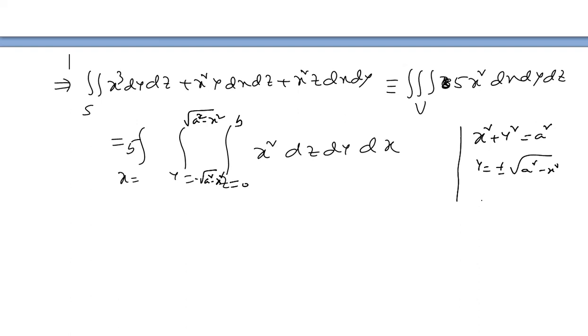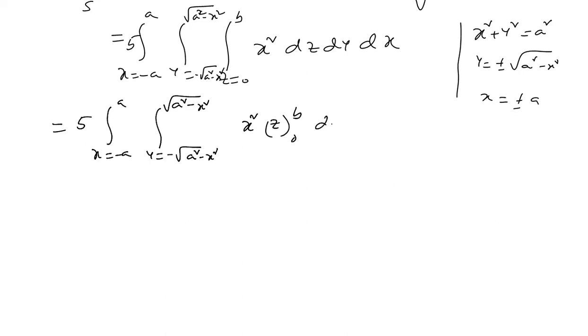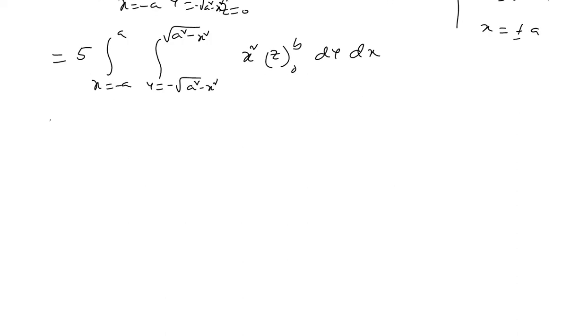After finding the y limits, x equals minus a to plus a. Okay, first integrate with respect to z, then we will integrate with respect to y and x. So 5 times the integral, x is minus a to a, y is minus root over a square minus x square to root over a square minus x square, into the integral of dz, which is z from 0 to b, with limits dy dx.